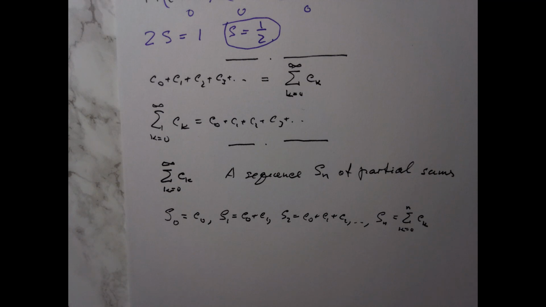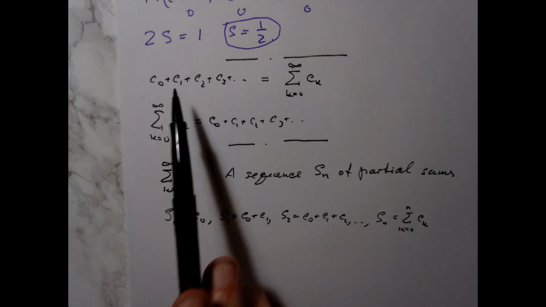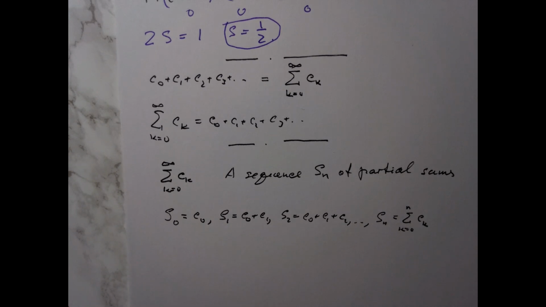Again, you have to be very careful, because with every series you associate an object called the series. You also associate a sequence of the terms of the series, which are the C's. And finally, you associate another sequence, the sequence of partial sums, which is Sn.